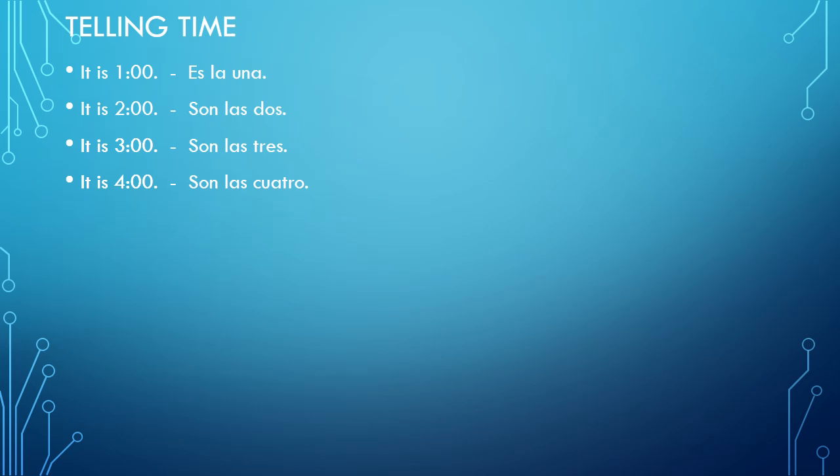There you go. So now let's look at if it's not right on the hour. If it is from 1 minute to 30 minutes past the hour, we're going to say son las, the time, or es la una. And then we're going to use the word for and. Do you remember how to say and? It's y. And then we're going to say the number of minutes it is past the hour. So if it's 1:20, we're going to say es la una y 20. It is the 1 and 20. Es la una y 20.